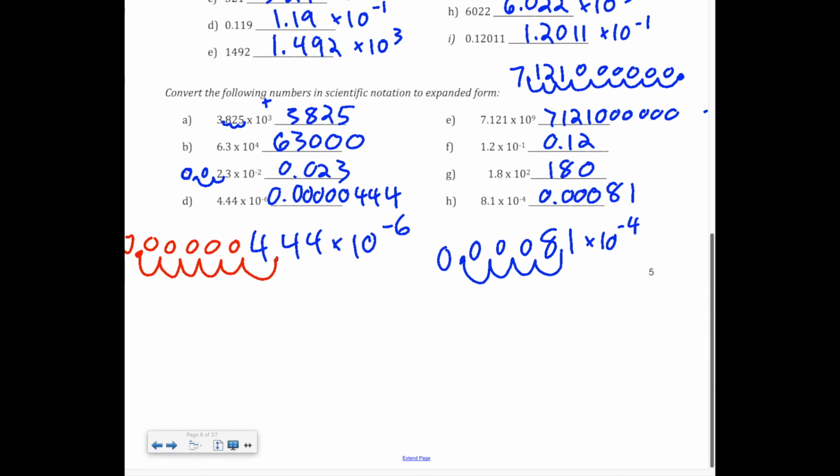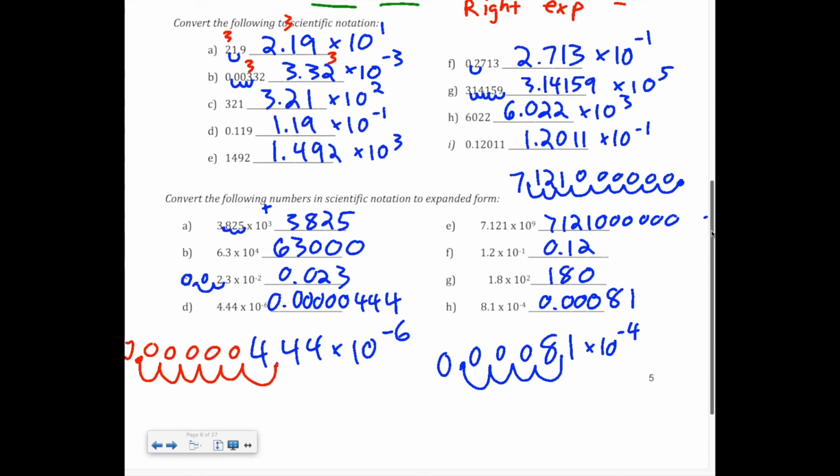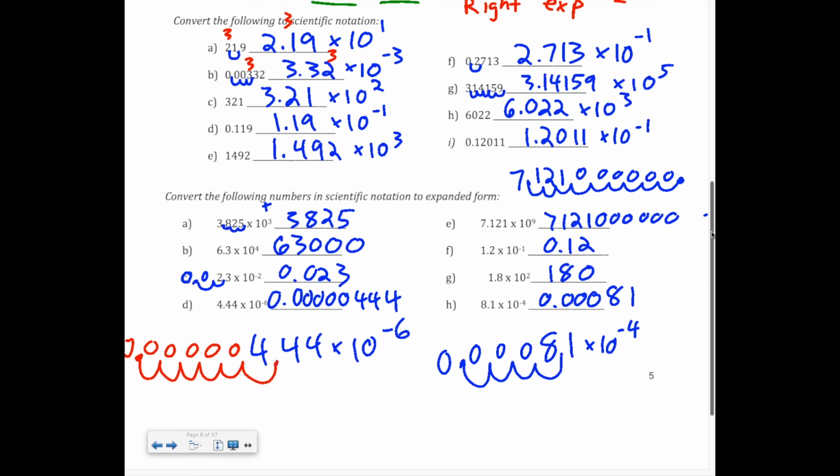I hope you guys enjoyed scientific notation. You will have to get used to it. You will have to use it this year. There is just no way around it.